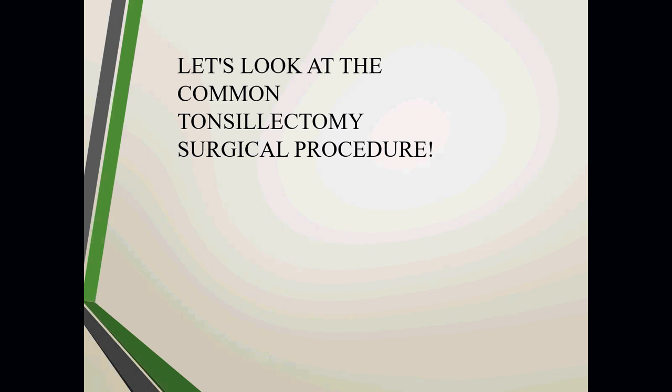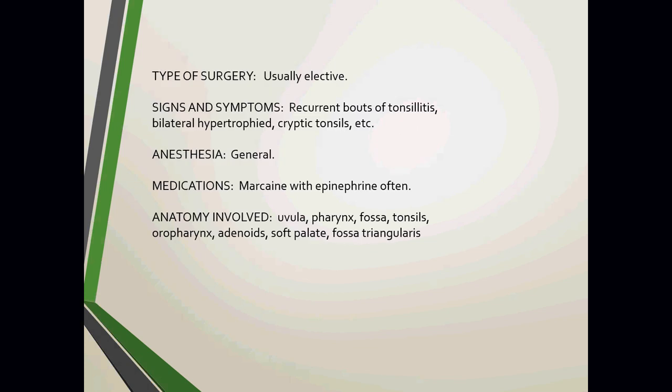So let's look at tonsillectomy. Let's look at another one. So it's usually elective. You could have recurrent bouts of tonsillitis. You could have bilateral hypertrophied cryptic tonsils. Ouch. General anesthesia, they're going to knock you out for that. Marcaine with epinephrine often, but other medications, and they'll give you antibiotics. Uvula, pharynx, fossa, tonsils, oropharynx, adenoids. You can have an adenoidectomy at the same time.